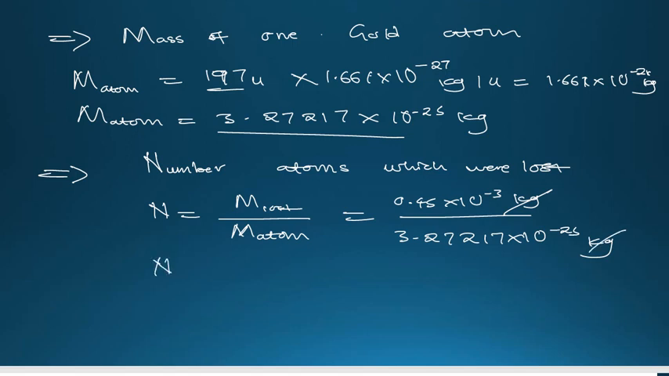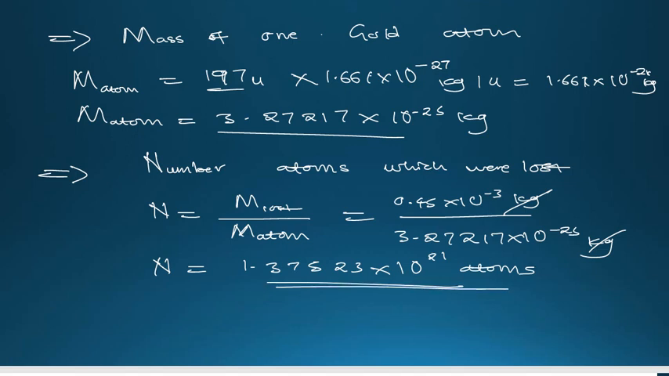Okay, so for our number of atoms, as you can see, the masses are cancelling out. Once you divide this, you are going to have 1.37523 times 10 to the power 21 atoms. These are the number of atoms which were lost, which wore off from that ring. But the question, guys, is to find the number of atoms which were lost per second.